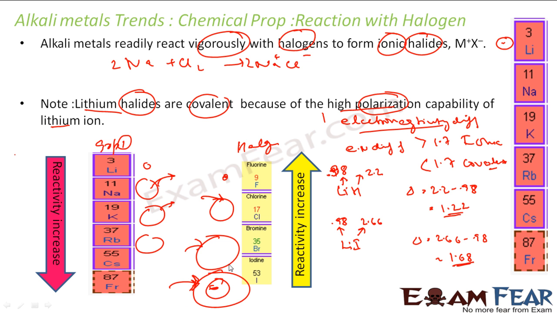We'll discuss this in the next few chapters where we talk about the trends of the halogens also. But since we are talking about the alkali metal reaction with halogens, I thought it would be a good point to introduce that this trend of reactivity increase is not the same for all groups. For metals it increases, for non-metals it decreases, because they are electron pullers.